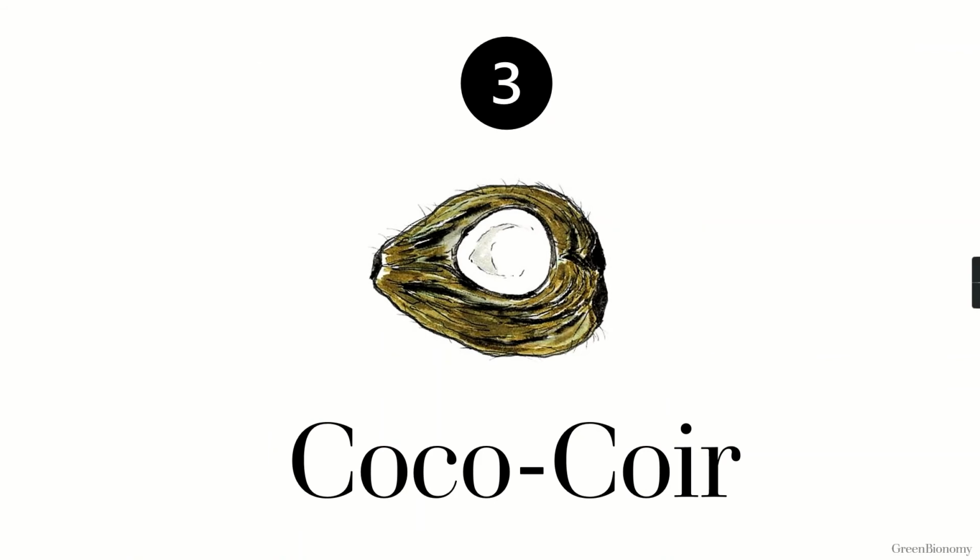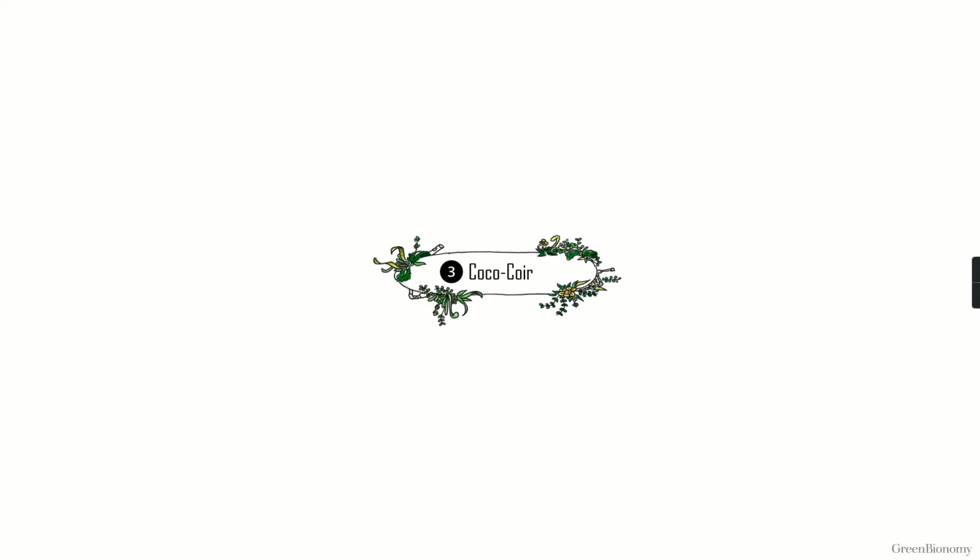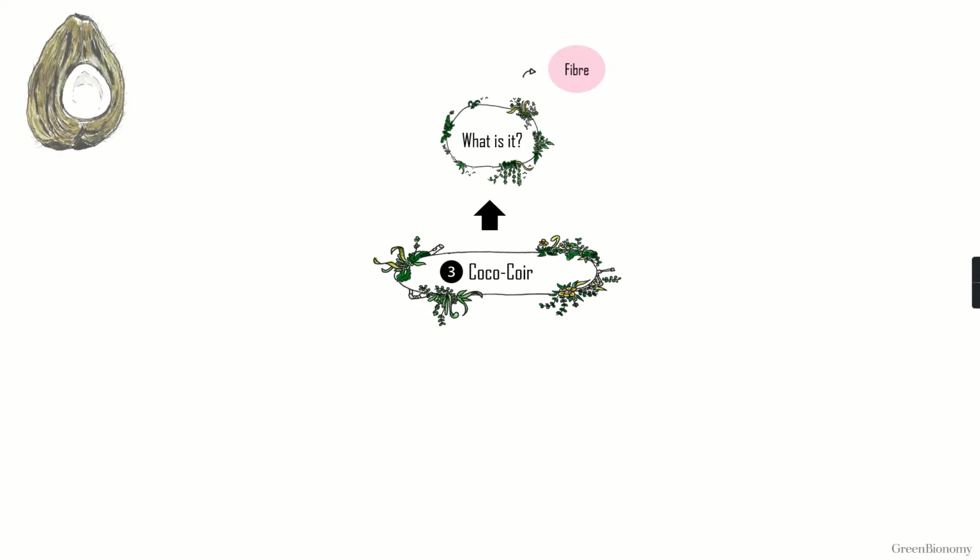So now let's see coco coir. That's the last one we're going to review for this video. So coco coir, what is it? It's basically a fiber, and it comes from coconuts, right?